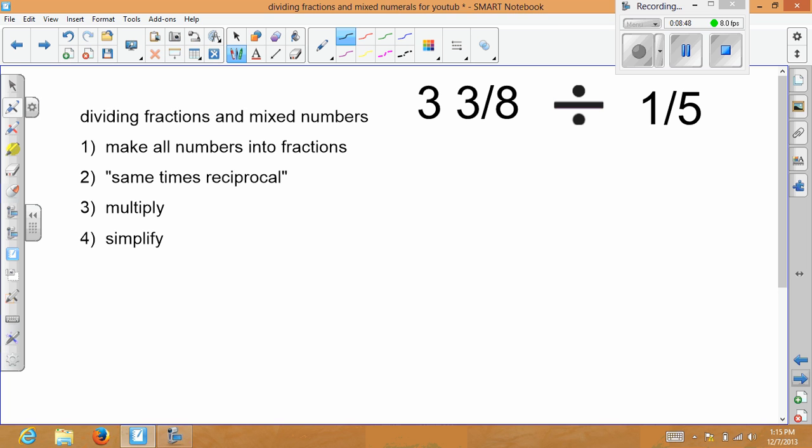The next 3 slides are for you to practice with, so what I'd like you to do is to copy this problem on your paper and then hit pause. So hit pause now.